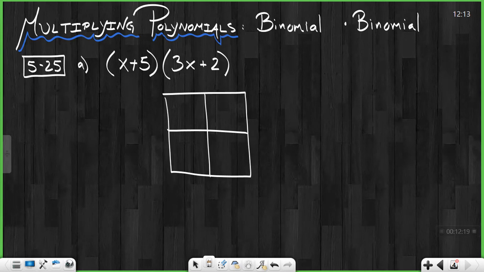Does anyone have any guess as to why I might have done a 2 by 2 rectangle? What do you think, Katie? Because you have 2 terms on each side. We have 2 terms in each. It's a binomial times a binomial.